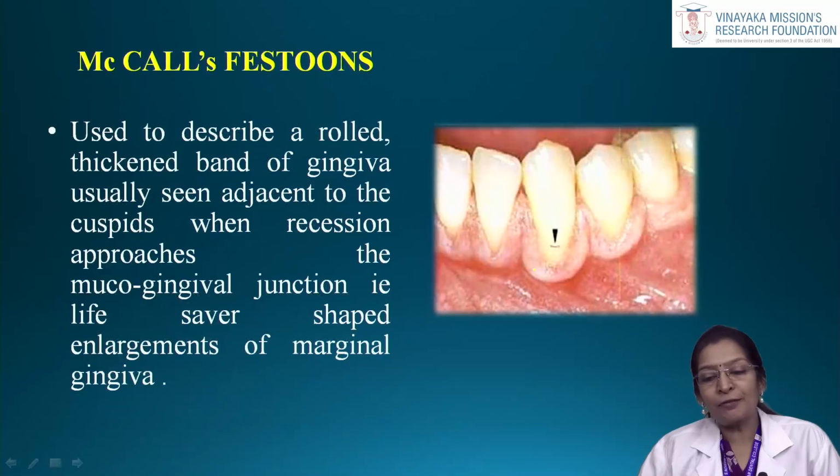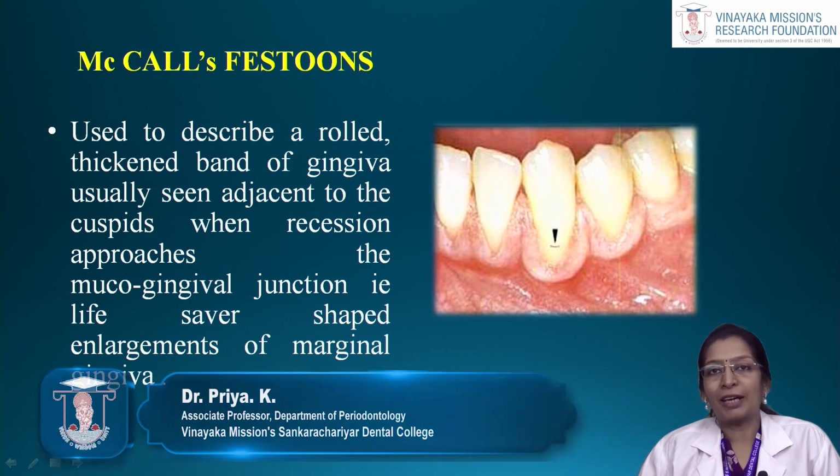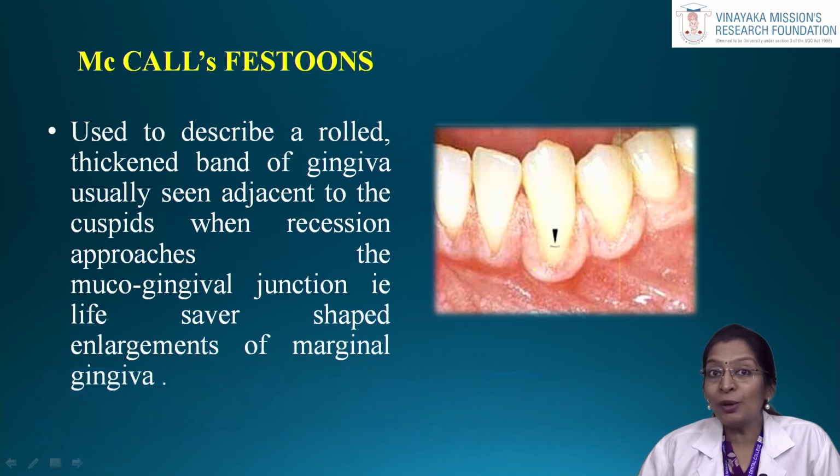Then what is McCall's festoon? McCall's festoon is usually described as a lifesaver-shaped enlargement of the marginal gingiva. It is used to describe a rolled, thickened band of gingiva, usually seen adjacent to the cuspid when the recession approaches the mucogingival junction. So, both McCall's festoon and Stillman's cleft are peculiar gingival enlargements.